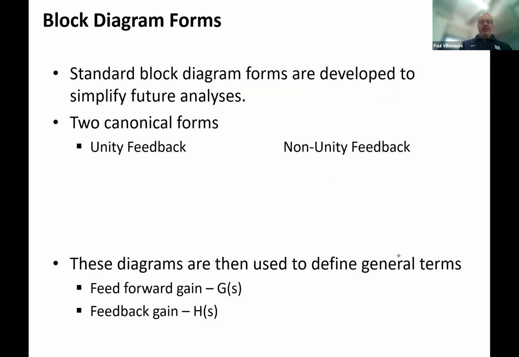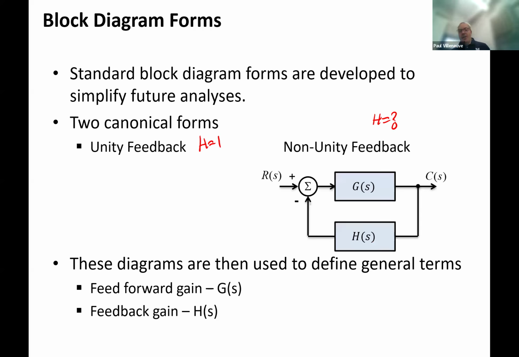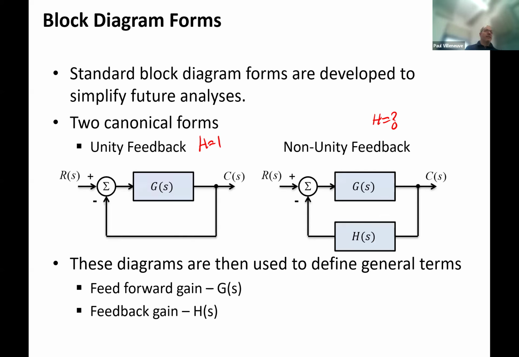All right, last couple of slides. We'll move this over here. We have 2 standard forms, and they're going to simplify future analysis is really why we're doing them. There's one that's called unity feedback, which means H is equal to 1. And one that's non-unity feedback, where H is not going to be equal to 1. It's going to be a question mark. It's unknown. So that means we have to have a block for our non-unity feedback, H. And for the unity feedback case, H is going to be equal to 1.